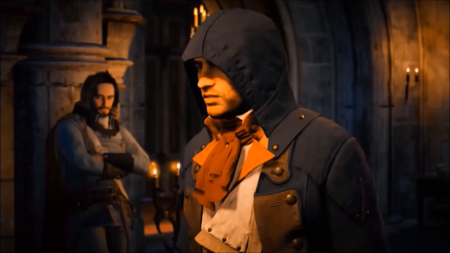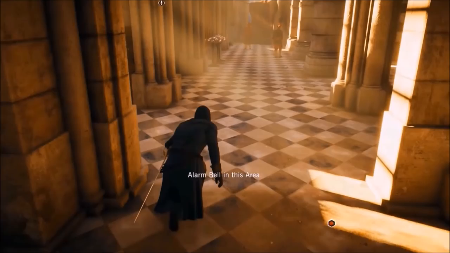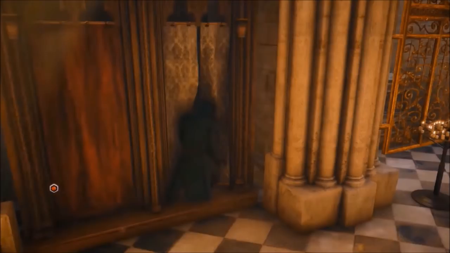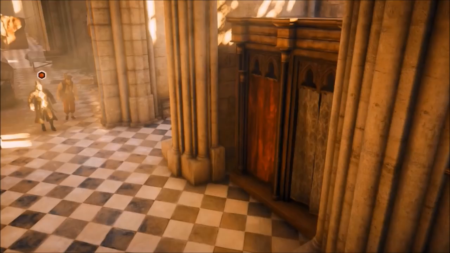Arno quickly gained the rank of assassin, graduating from his novice status, and was able to move about on his own hunting Templars without his teacher.